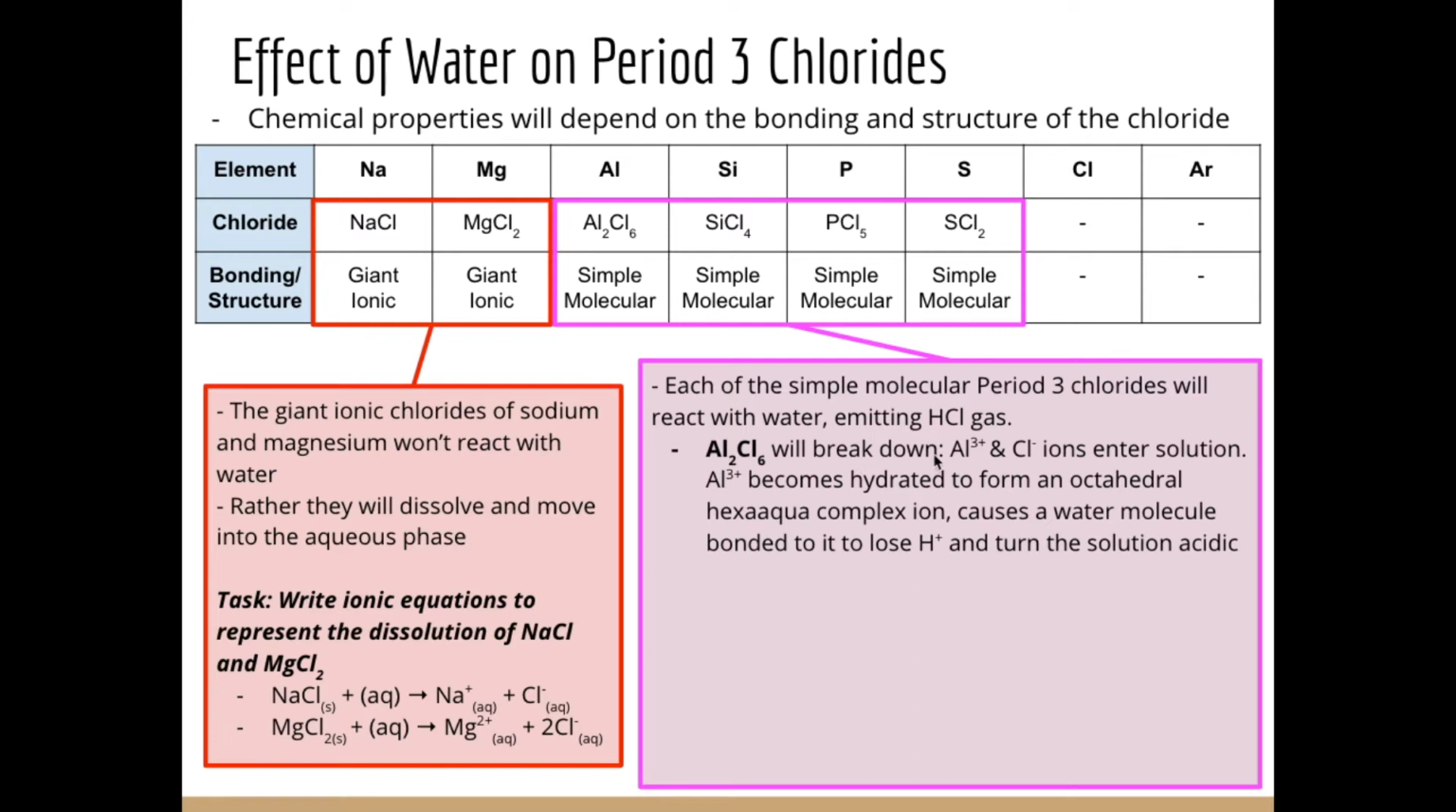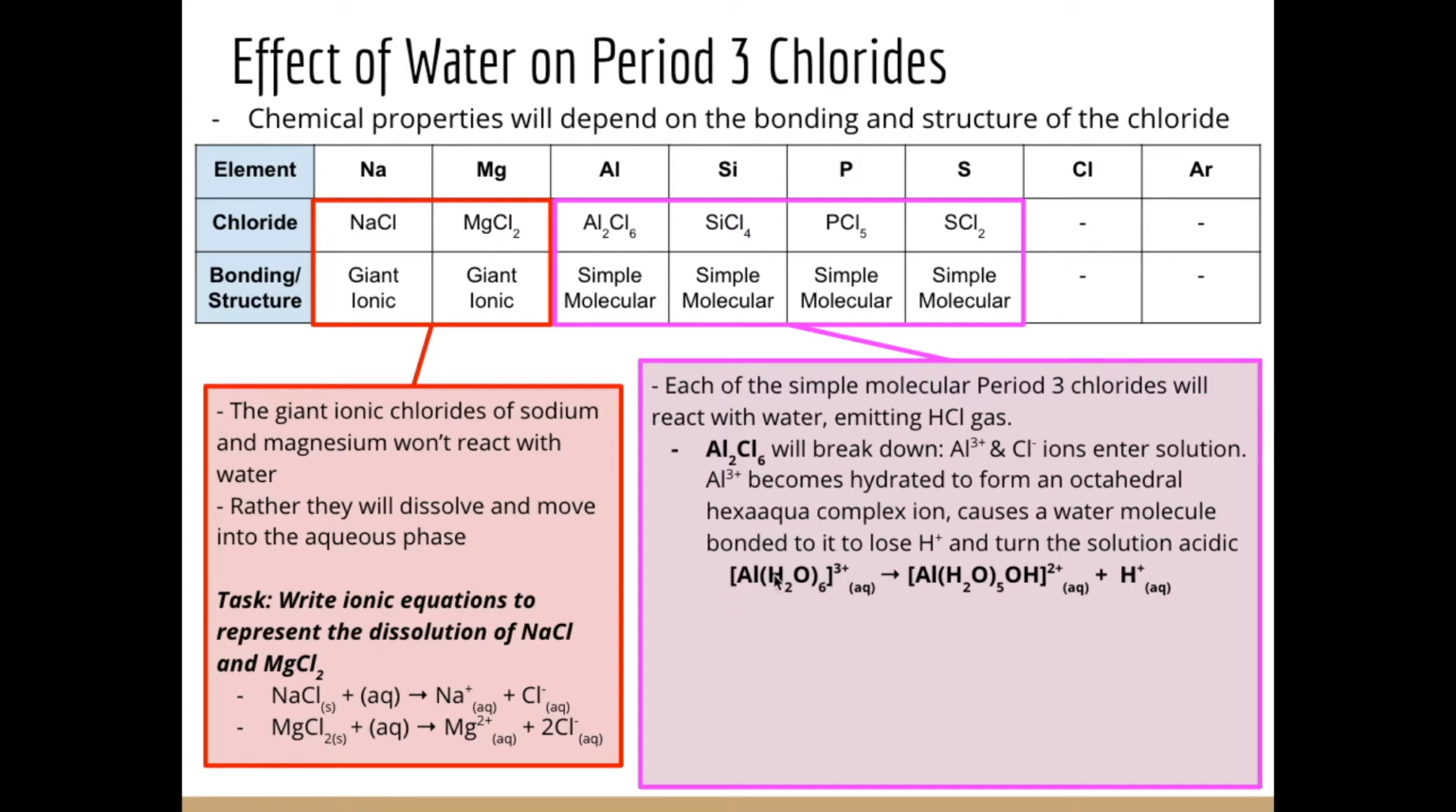Let's look at this. This will break down. Al3+ and Cl- will enter the solution. The Al3+ becomes hydrated to form an octahedral hexaaqua ion complex. This causes a water molecule to lose an H+ and therefore the solution will become acidic. So what's that? That was a big sentence there.